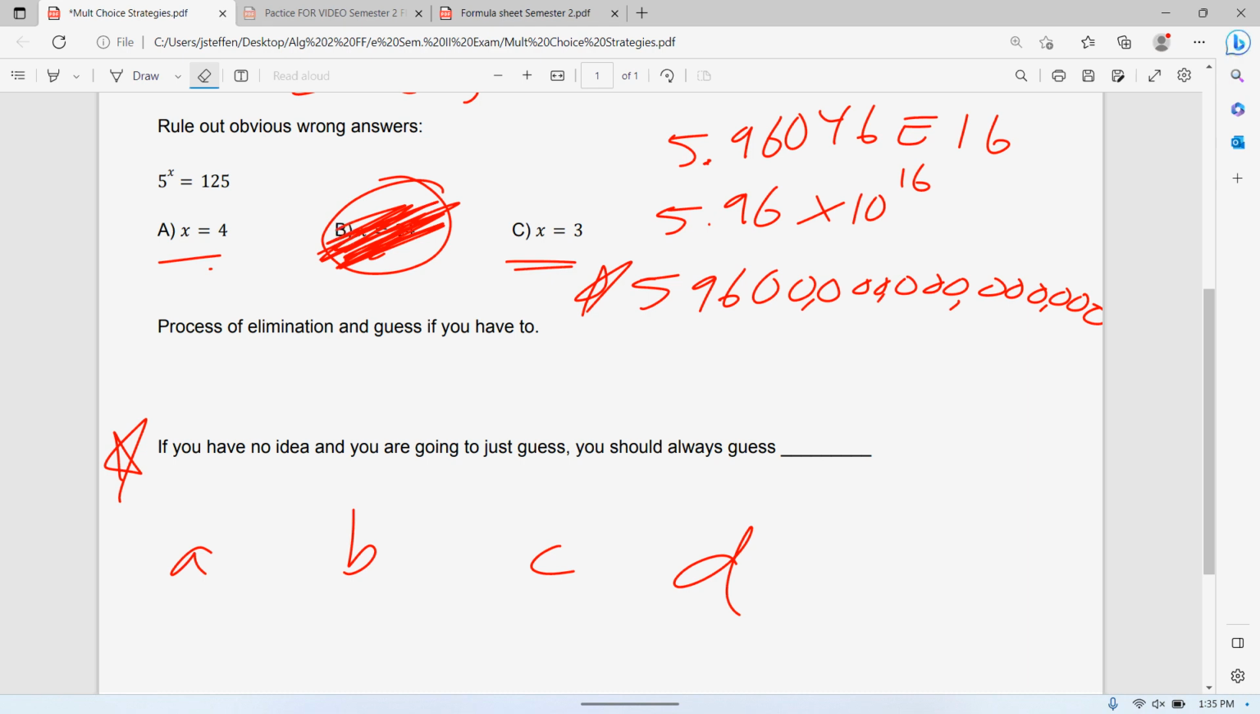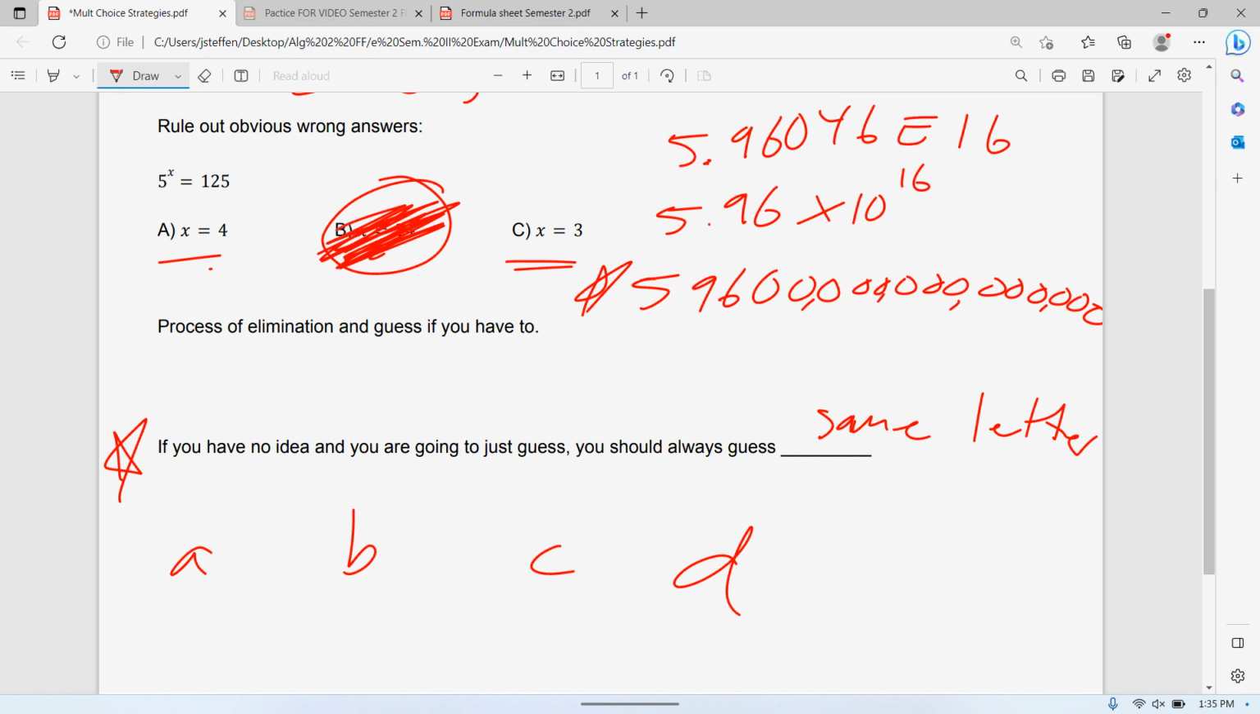But there is a little bit of truth to this. You should always guess the same letter. So every time you have no idea and you're just going to guess, if every time you put C, then you are more likely to do better. But that's not better than if you say, you know what, every time I have no idea what I'm going to do, I'm going to put D. But again, either way, do it. As long as you're putting the same letter, you could put A every time, you could put B, it doesn't matter. But every time you have to blindly guess, you put the same letter, statistically, you're going to do better.